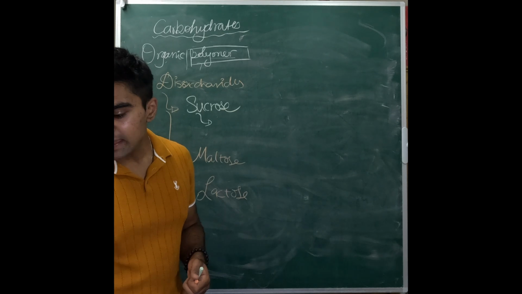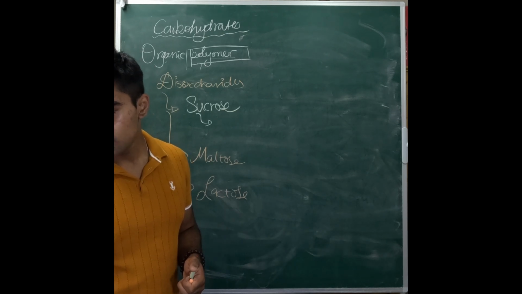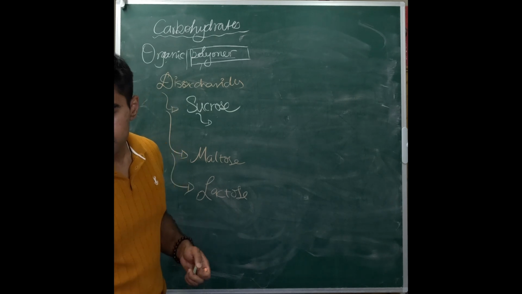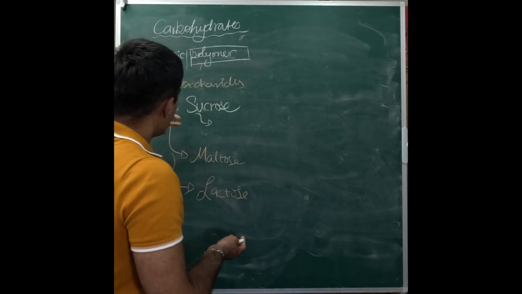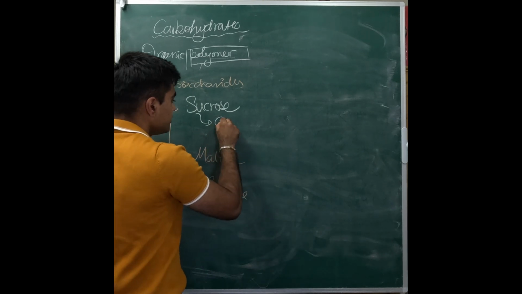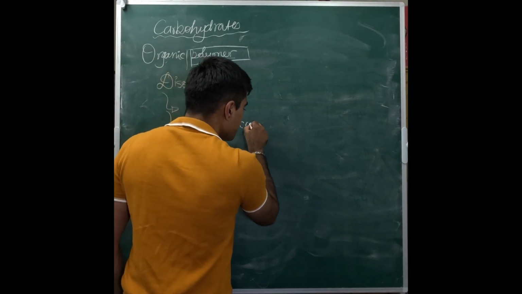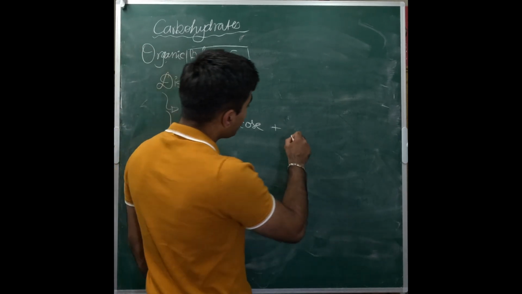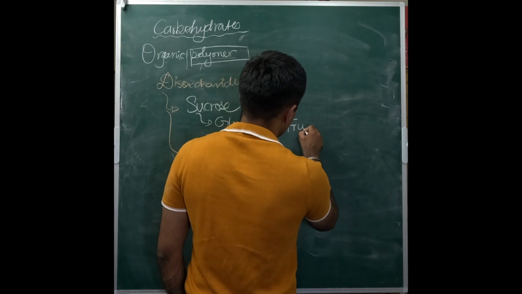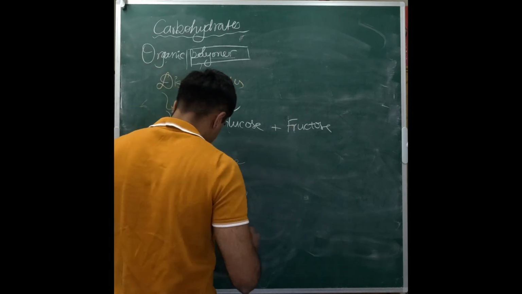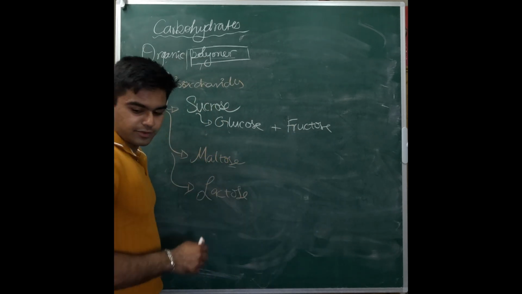So, what makes up sucrose? What are the 2 monosaccharides that make up our sucrose? Well, we've got glucose. Glucose was a monosaccharide, as we learned. Glucose plus fructose. What makes up sucrose? Glucose plus fructose. The end. What about maltose now?